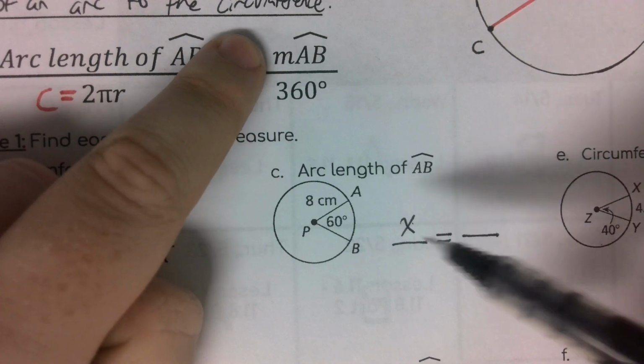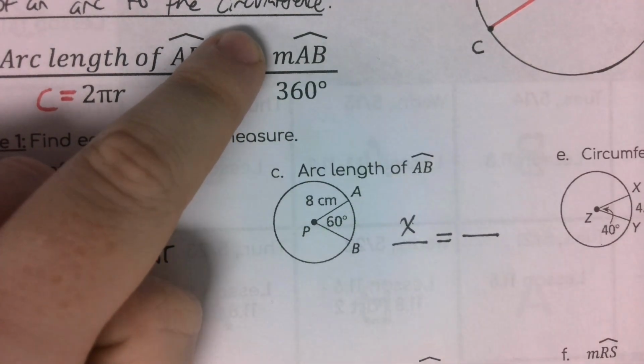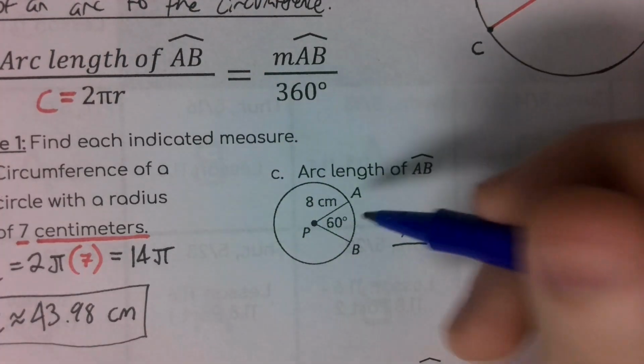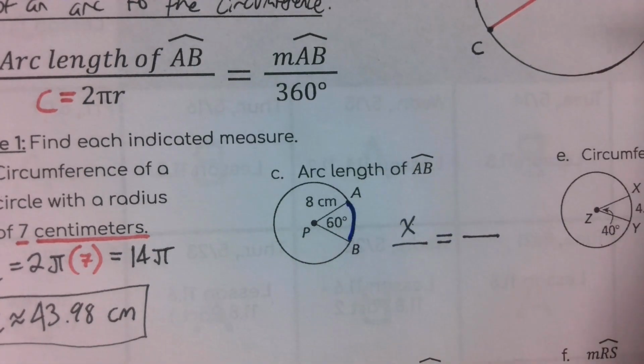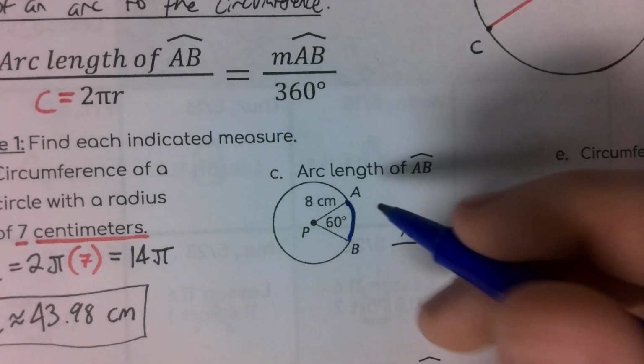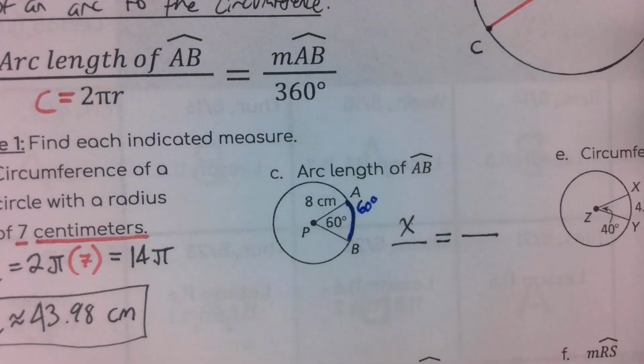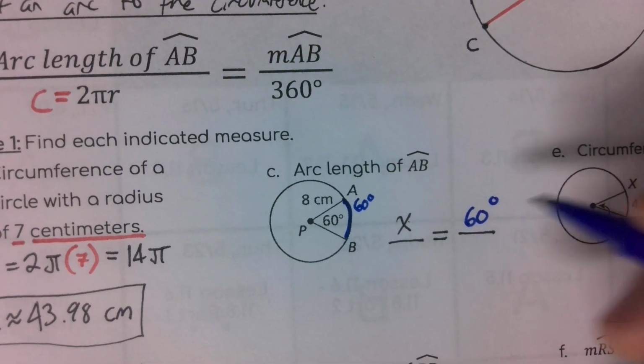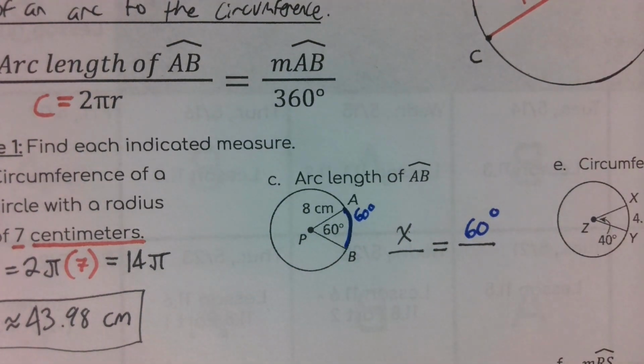Equals the measure of arc AB. In this case, could we find the measure of arc AB? Well, since the central angle is 60, the measure of the arc should also be 60. So 60 degrees divided by 360.